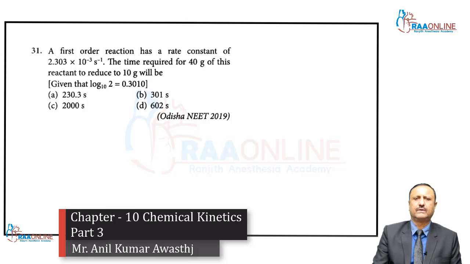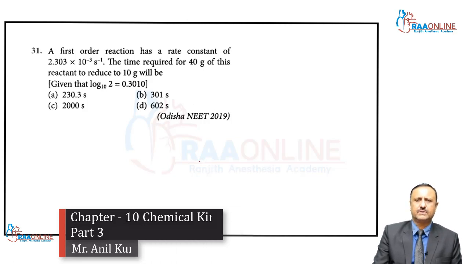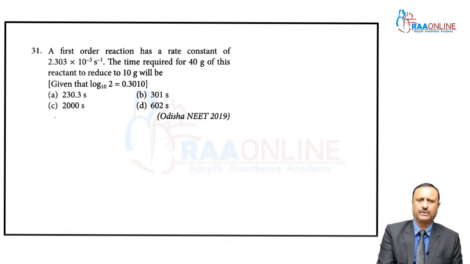Now my dear students, we can go to question number 31. A first order reaction has a rate constant k equal to 2.303 into 10 to the power minus 3, and we need the time required for 40 gram of this reactant to reduce to 10 gram. So A is equal to 40 gram, and A minus x is equal to 10 gram.